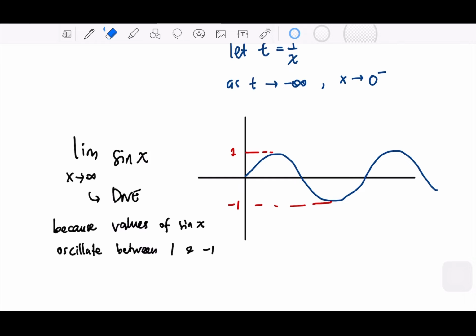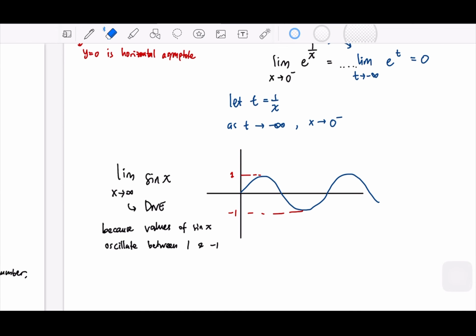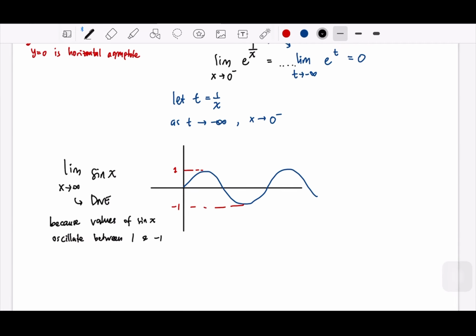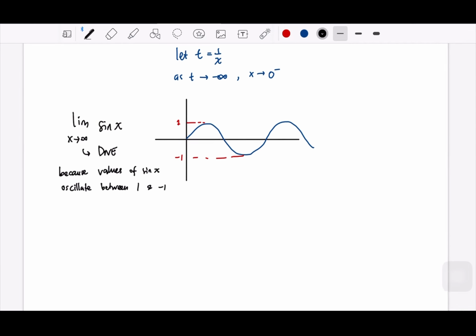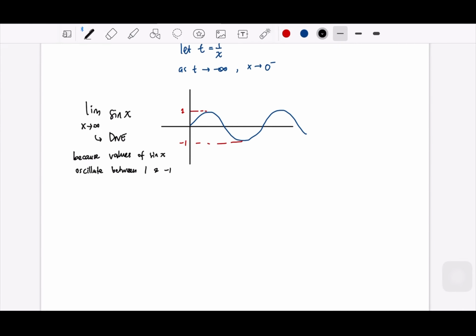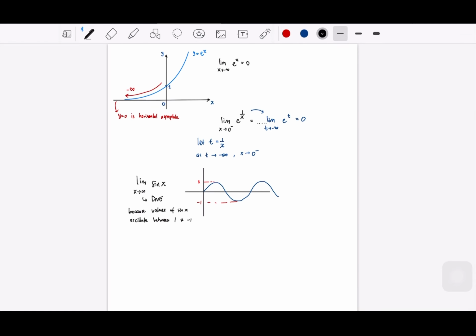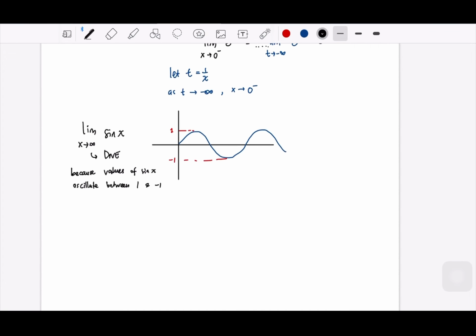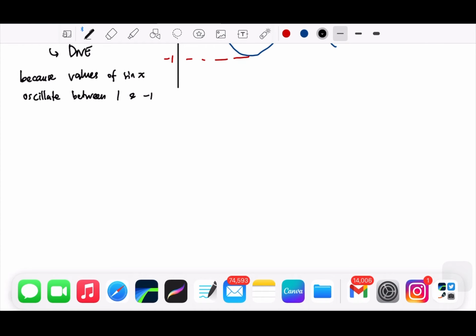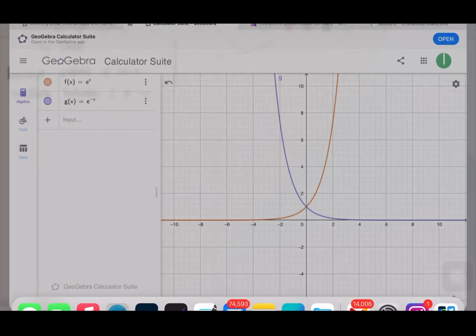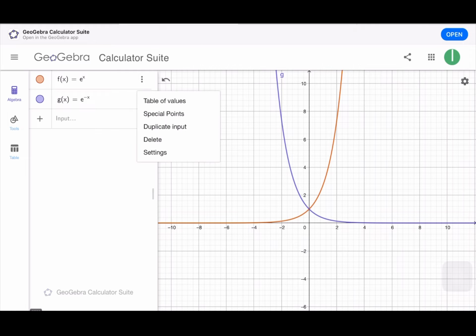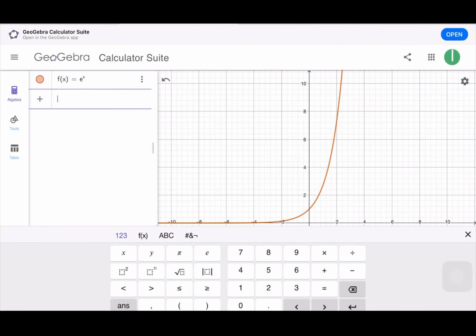Okay, I think that concludes 2.6, the limits at infinity. Maybe another few that I want you to notice is, let me delete this. Let me change to x squared.